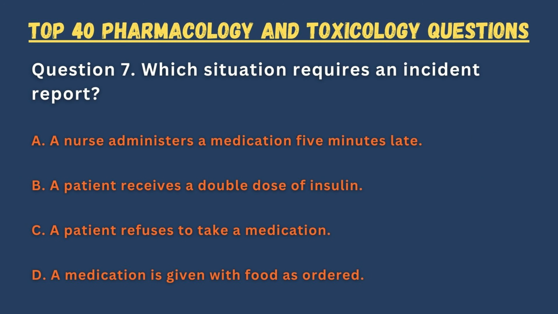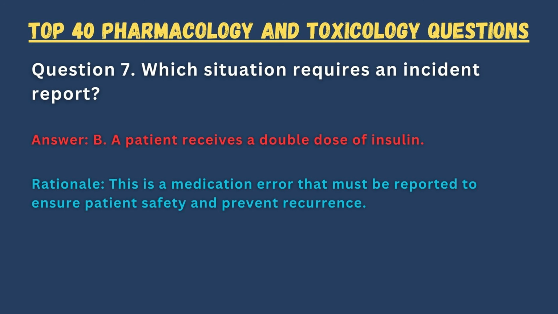Question 7. Which situation requires an incident report? A. A nurse administers a medication 5 minutes late. B. A patient receives a double dose of insulin. C. A patient refuses to take a medication. D. A medication is given with food as ordered. Answer. B. A patient receives a double dose of insulin. Rationale. This is a medication error that must be reported to ensure patient safety and prevent recurrence.